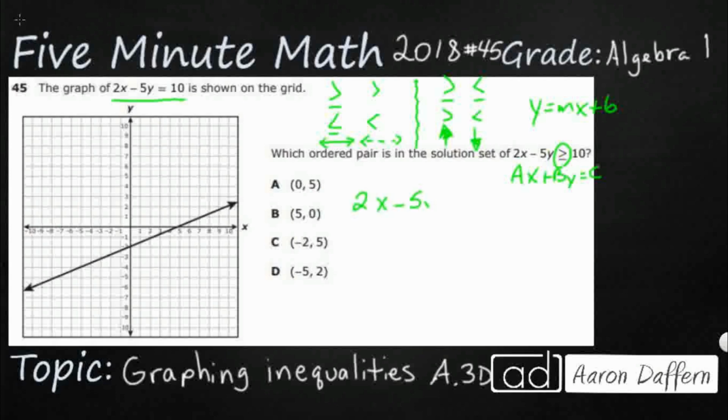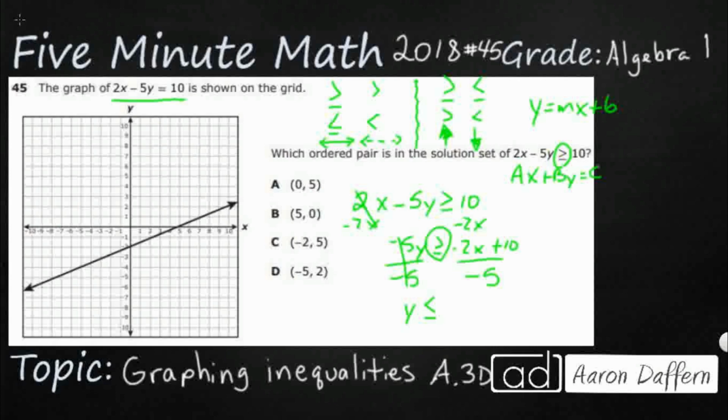2x minus 5y greater than or equal to 10. So we're going to subtract 2x from both sides. Negative 5y greater than or equal to negative 2x plus 10. Here's the problem. We need to get rid of that negative 5 by dividing both sides by negative 5. When you divide or multiply by a negative, you actually flip the inequality. So now it's going to be y is less than or equal to, because I divided by a negative.